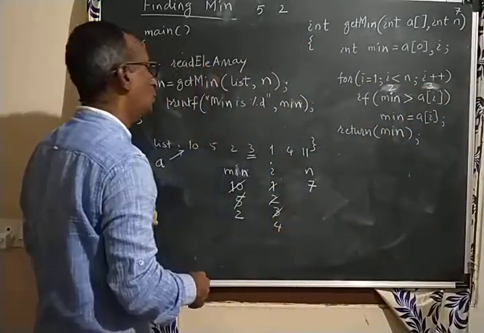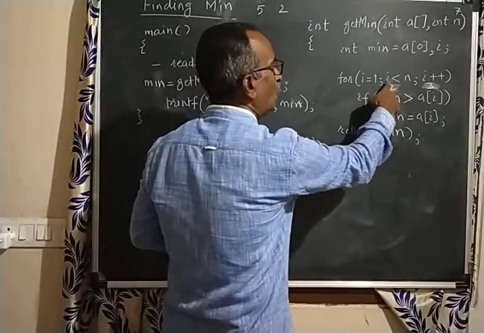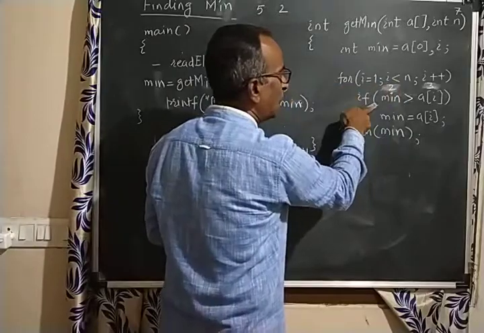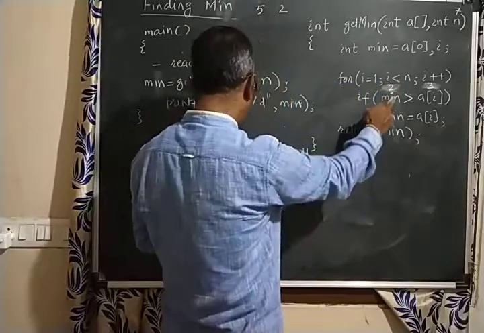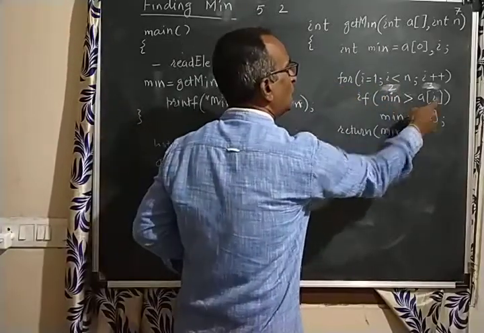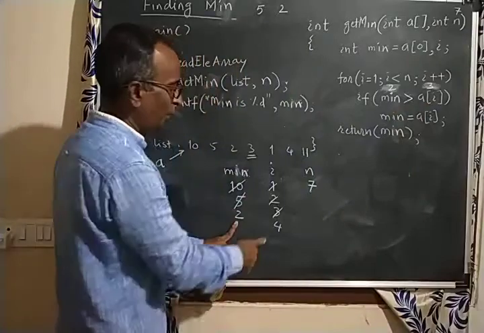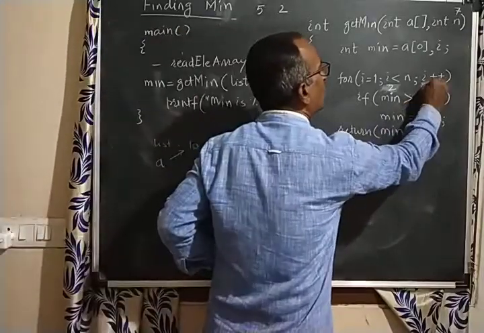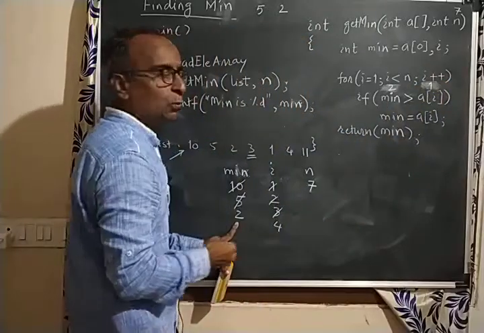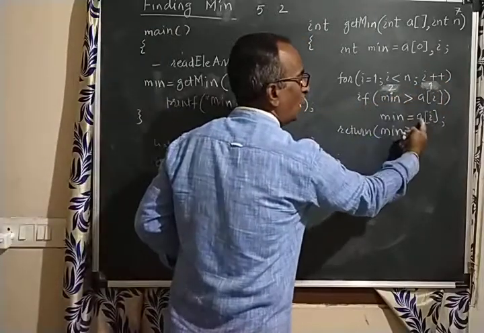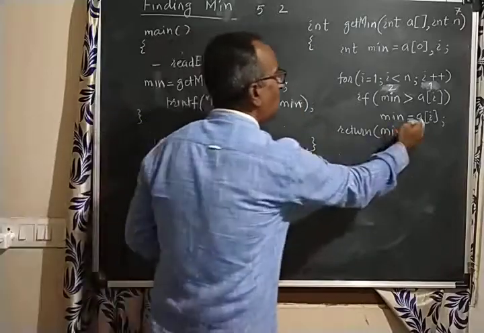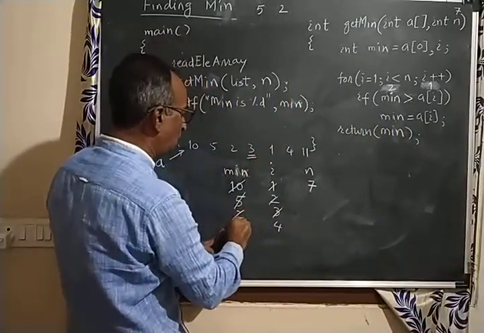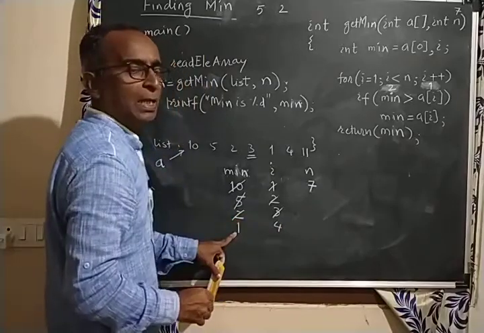I value will be 4. Then 4 is less than 7. Yes, it will come inside. What is the current minimum? Minimum is 2. What is a of 4? A of 4 is 1. Is the condition true? Yes, true. So a of 4 is given to minimum. What is a of 4? 1. So minimum is changed to 1.